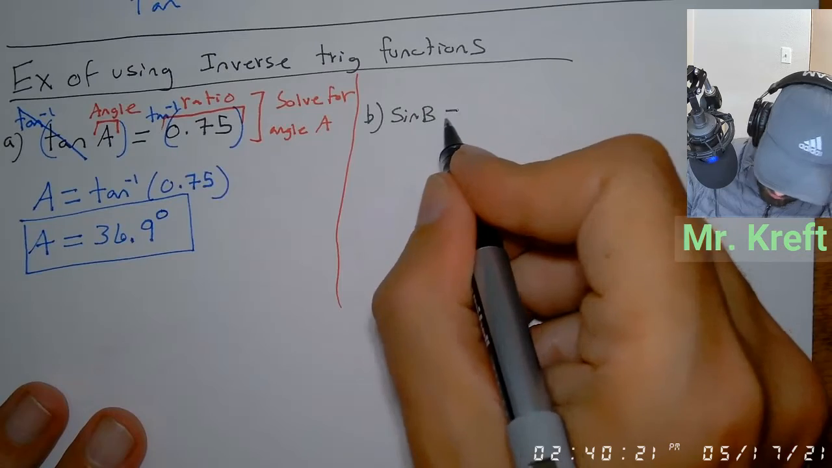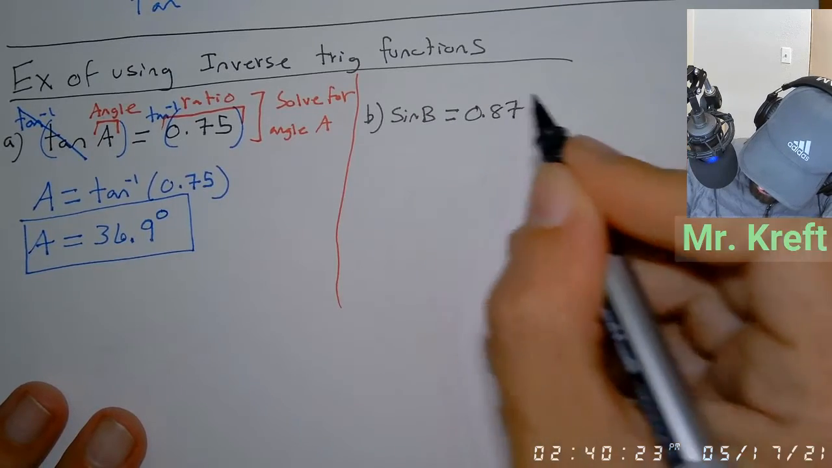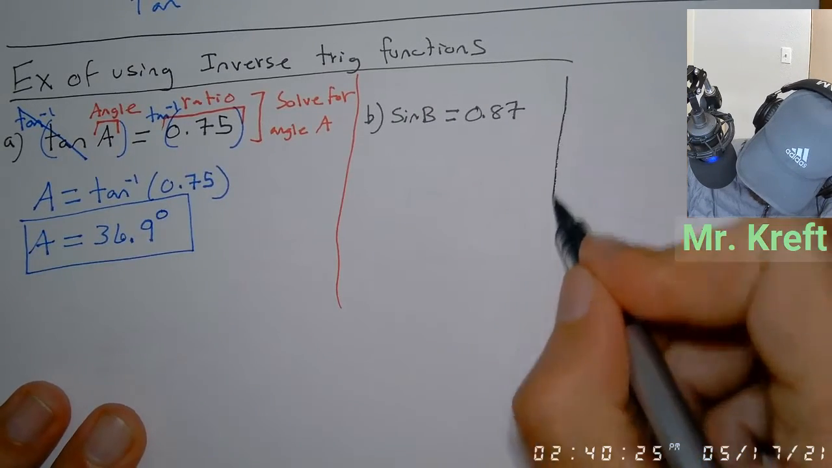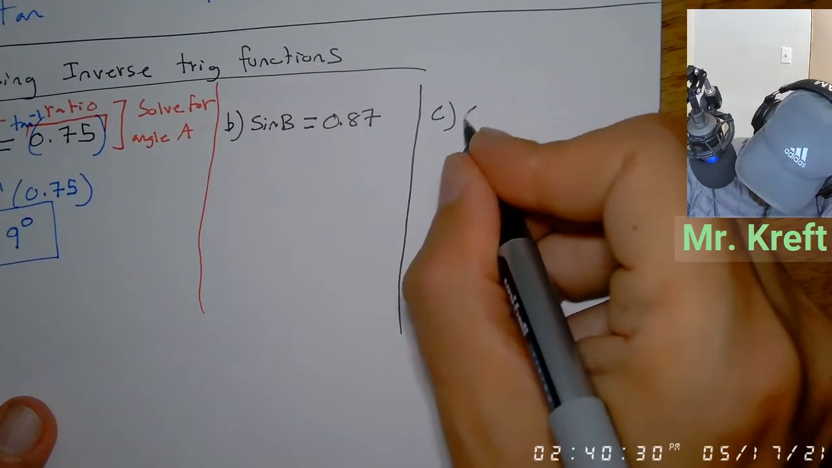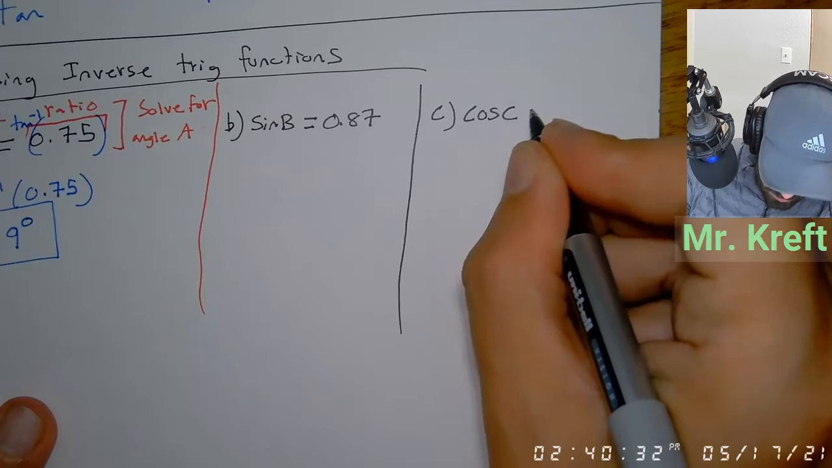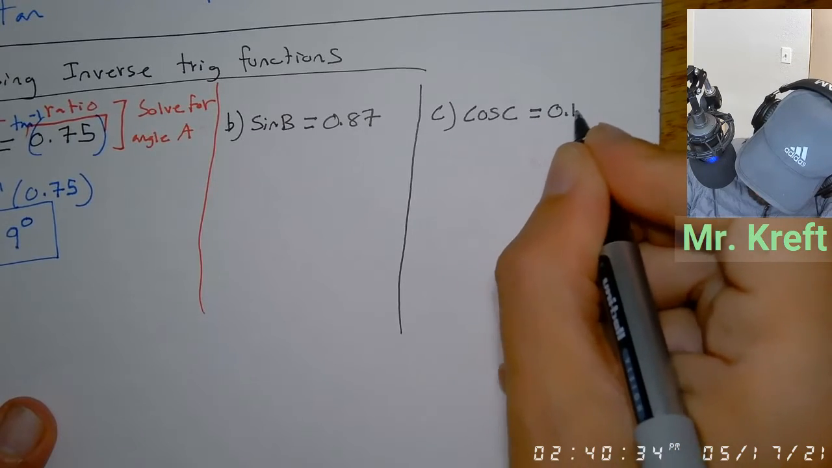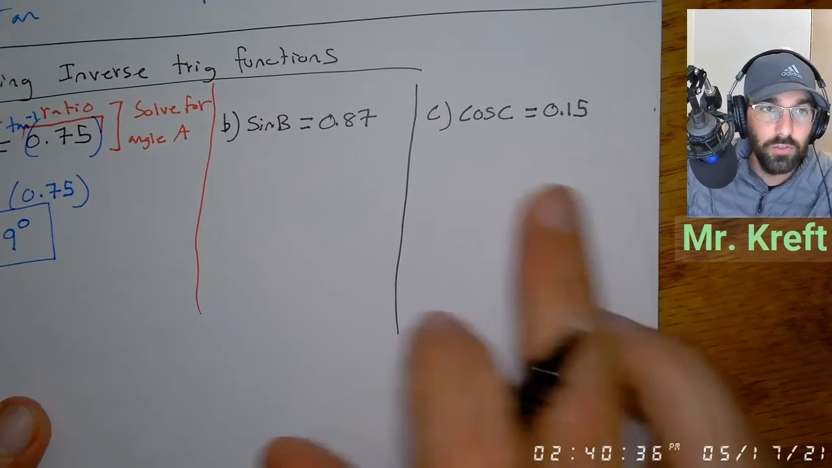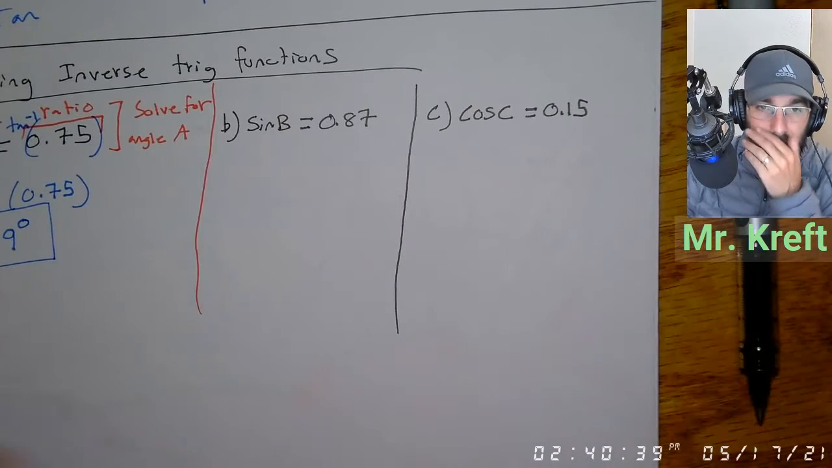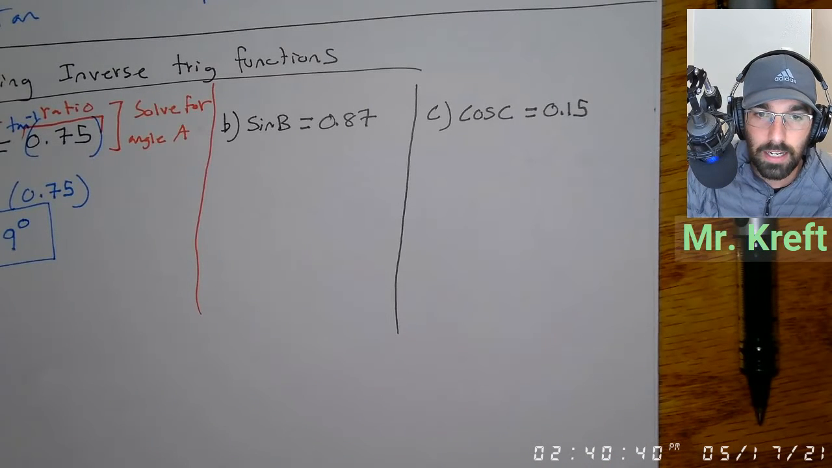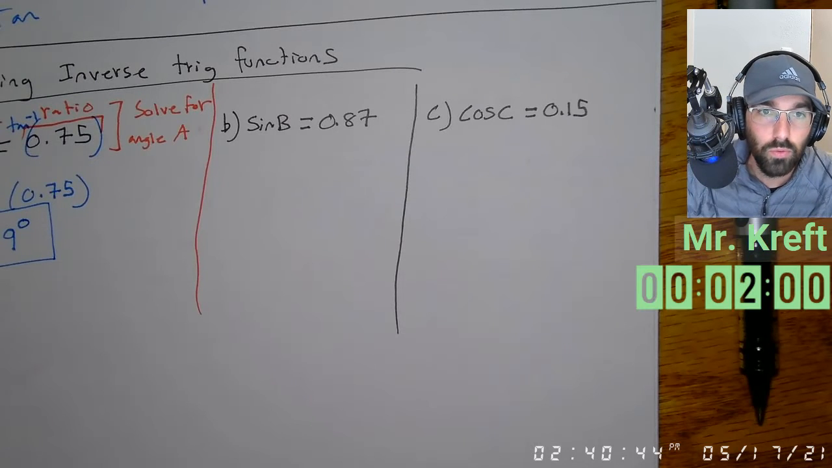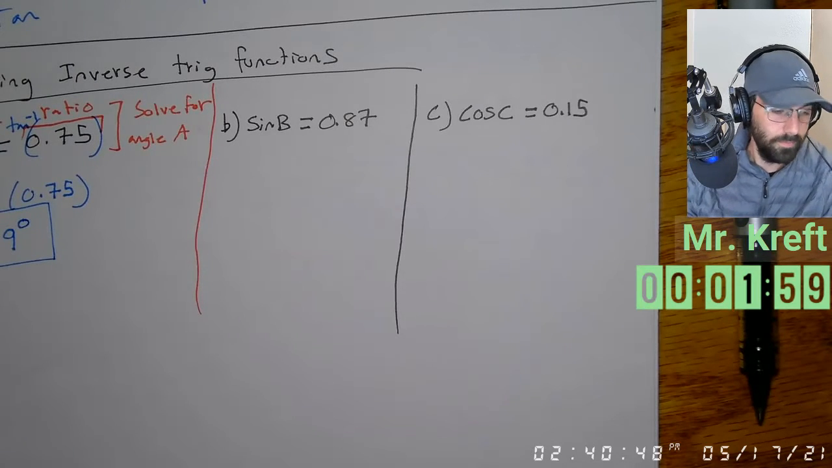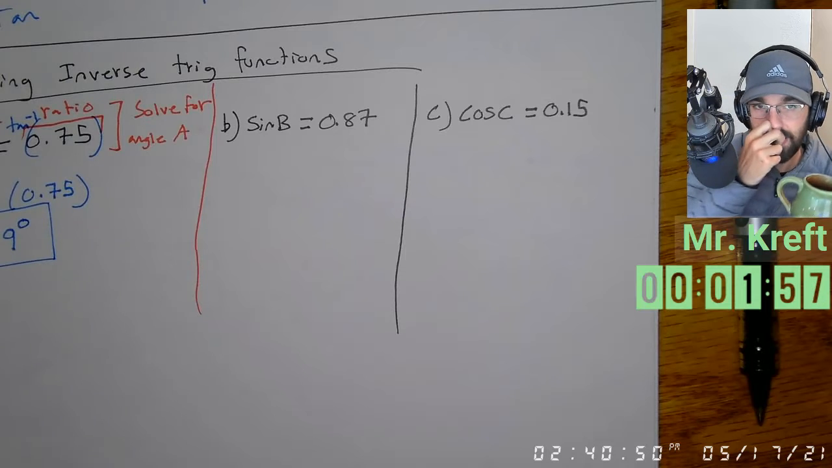Sine of B equals 0.87, and cosine of C equals 0.15. So I want you guys to solve both of these for angle B and angle C. I'm going to give you guys 2 minutes. There you go. Give those a try, guys.